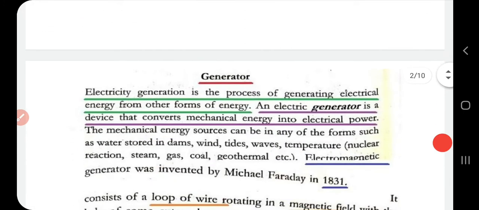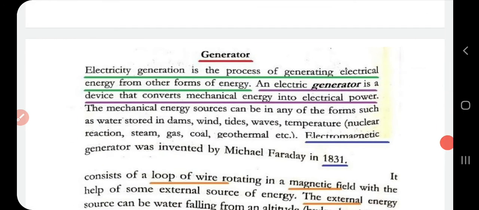Good morning. This is class 3 of our chapter electricity. Last class we studied about transformers. In today's session, we will learn about generators. What is electricity generation?